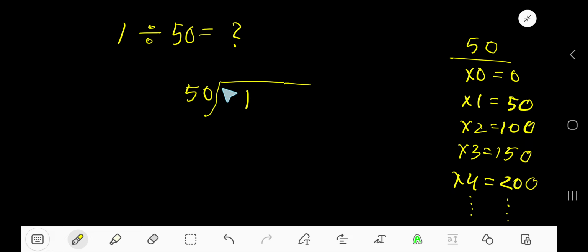50 goes into 1 how many times? Since 1 is less than 50, 0 times. 0 times 50 is 0. Subtract, 1. To continue this process, just convert this whole number into a decimal number.